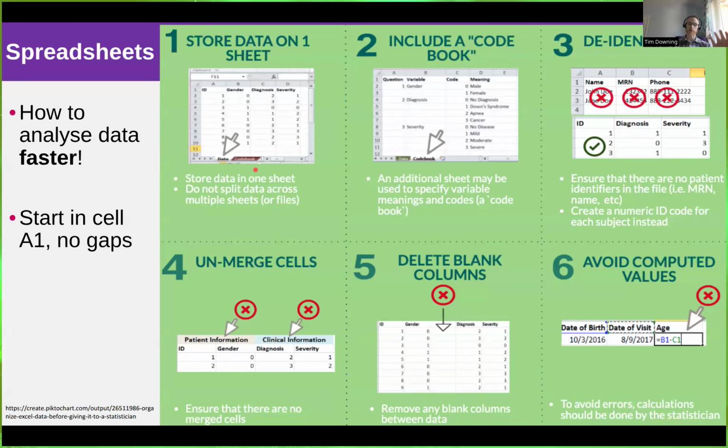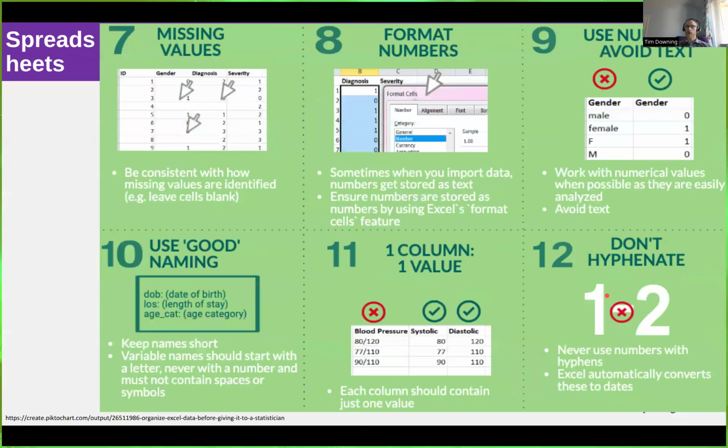There's lots of material, such as this PICO chart here, where you can follow advice on having one spreadsheet for any particular data set, and include a data dictionary. If you're using human data, de-identify it. Do not merge cells. Do not have blank columns or rows. Do not do calculations inside. Missing values usually are NAs for biological data sets.